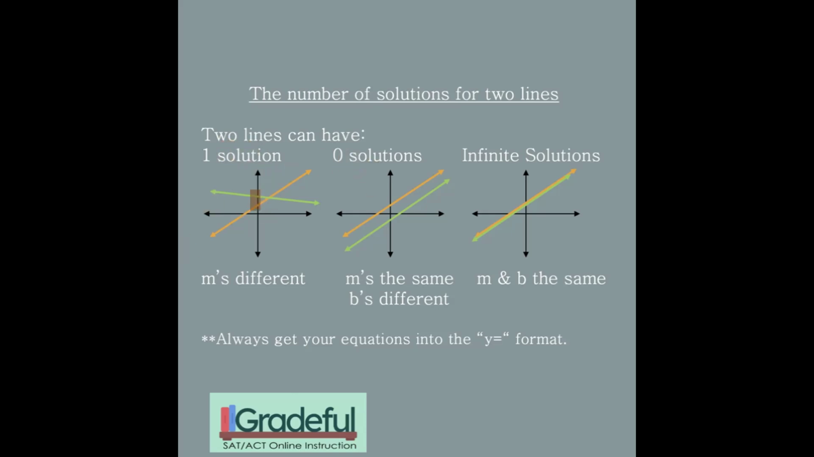And if they hit once, that means that the slopes have to be different. They can have no solutions if they never hit. In other words, they're parallel. And that would happen if the slopes are the same, but the y-intercepts are different. And they'll have infinite solutions.